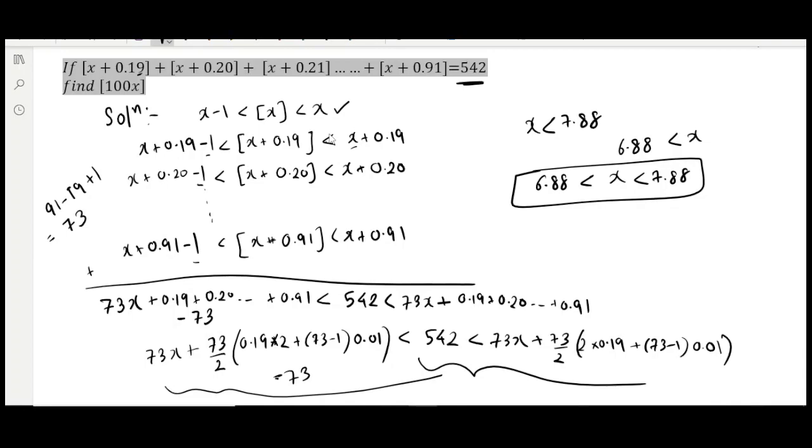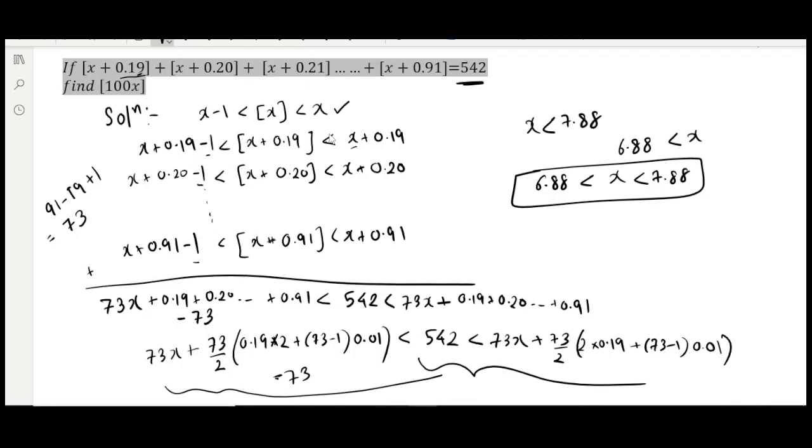Now as we can see, x is greater than 6.88 and 0.19 is getting added with it. 6.88 plus 0.19 is 7 point something, right? As we don't know the value of x, we can say that when we add 6.88 plus something, we will get 7 here.